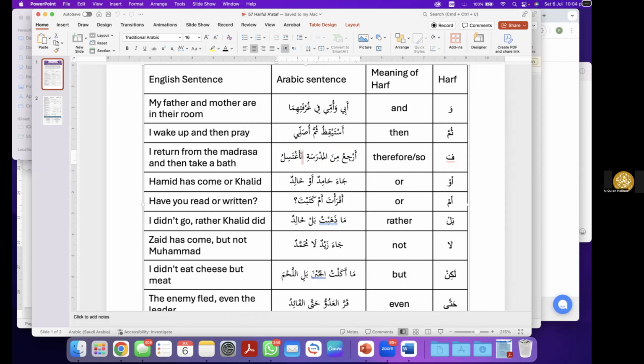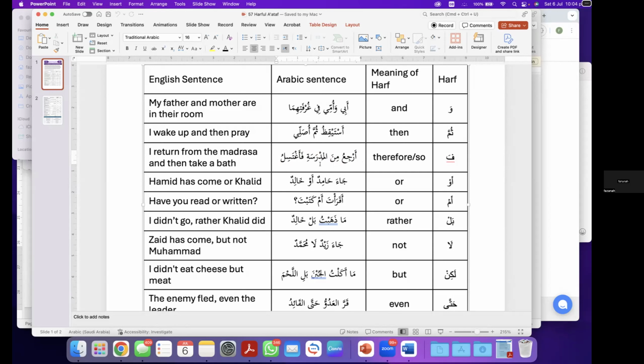It will be a small word and you have to look at the meaning. I return from madrasa and then take a bath. So in this case, this is ma'tuf, and the rest, for easiness, is معطوف على. So minal madrasa.